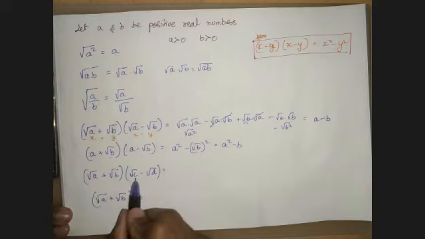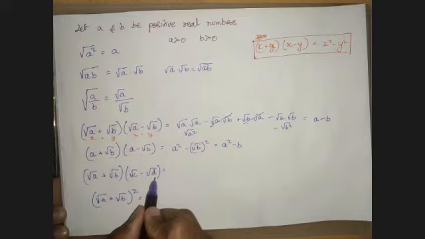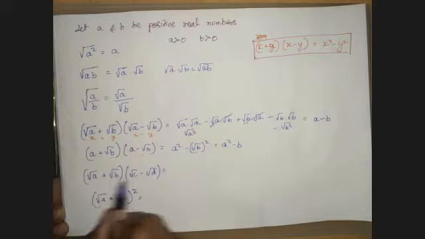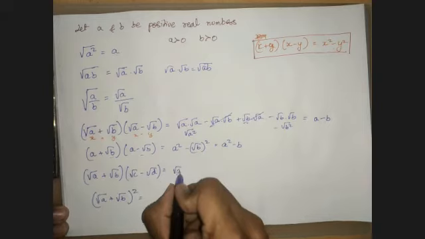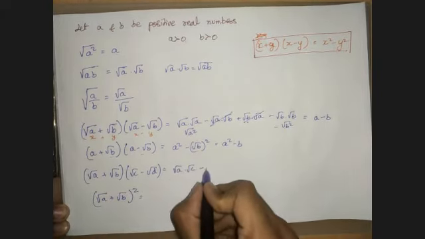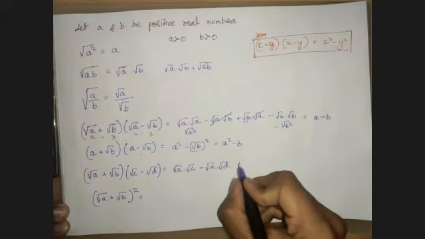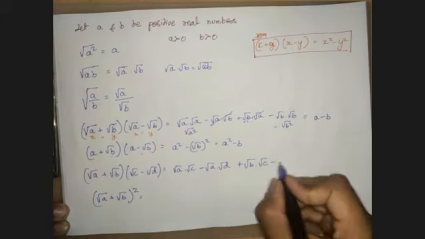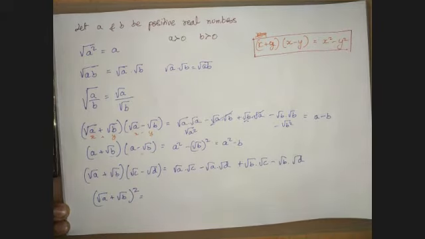Now the next one. Root a plus root b into root c minus root d. Here I can't use this formula because the two brackets are not of the same form. So we have to use our normal multiplication. So root a into root c, minus root a into root d, plus root b into root c, minus root b into root d, right?